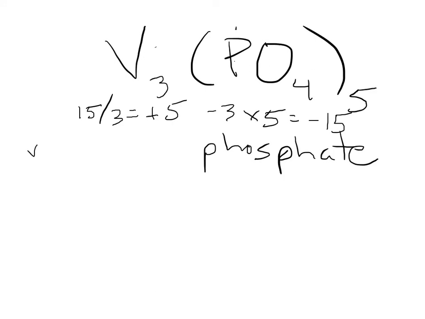So, our final answer for the name of this compound is going to be vanadium 5, and V is the Roman numeral for 5, phosphate. So vanadium 5 phosphate would be the full name of that compound. I apologize for the messiness. My finger doesn't draw very well, but that should give you an idea of how to insert Roman numerals into the names of compounds. Hope that helps.